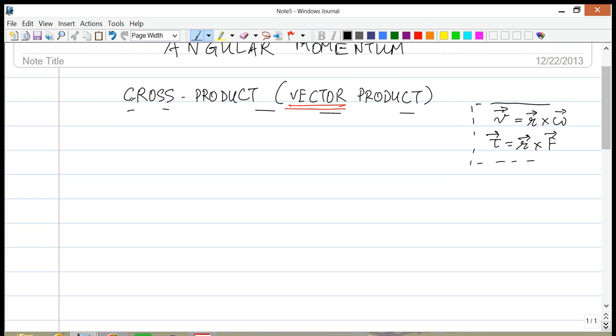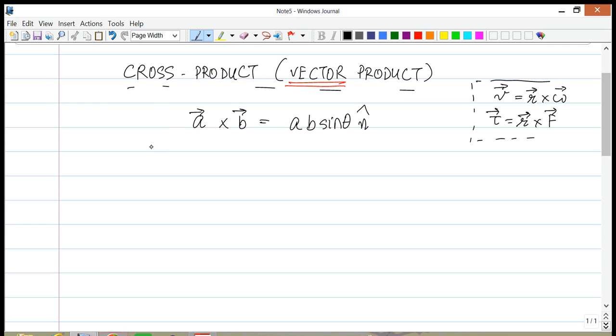So let us take a vector a and a vector b, and the way we define the cross product is that a cross b is equal to the magnitude of a times the magnitude of b times the sine of angle theta between the two, multiplied by some vector n. Okay, so let us understand what the direction of this vector n is.